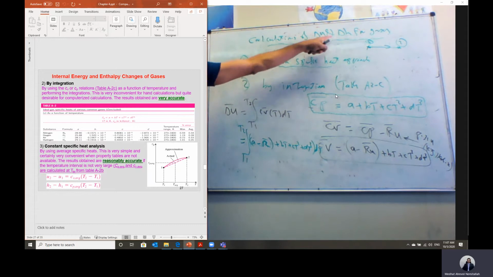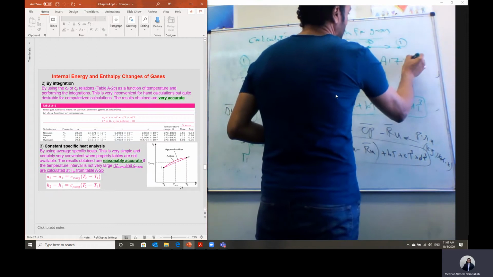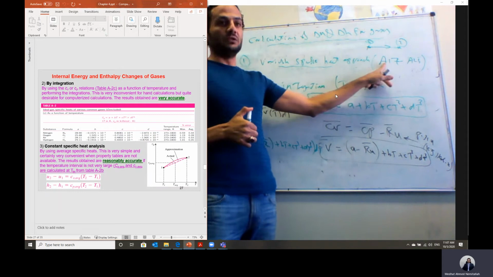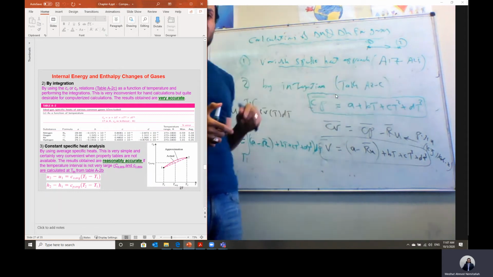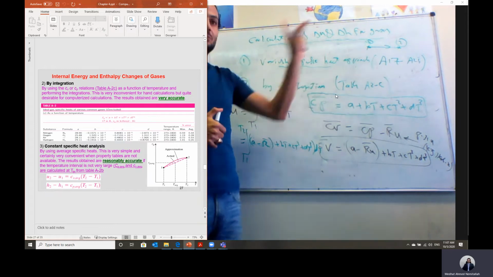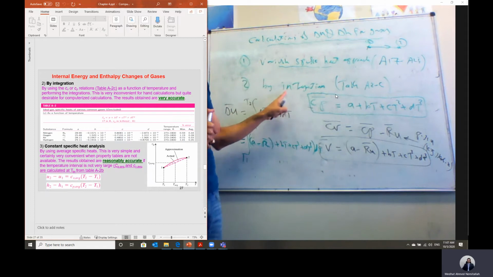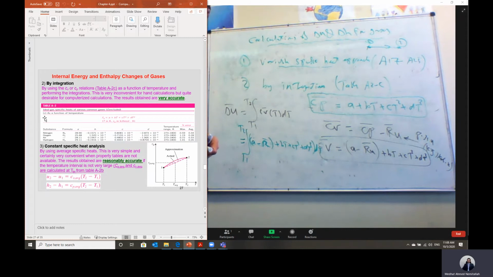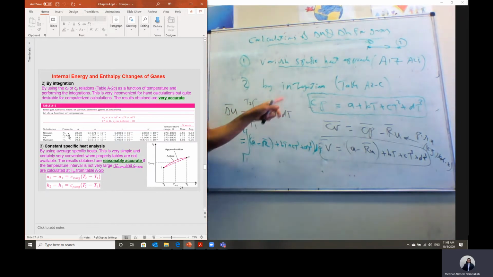So the first way to calculate delta U and delta H is using the tables from A17 to A25, depending on the working fluid. If it is air, I will be using table A17. If it is oxygen, I will be using table A19, and so on. So we have 9 tables for 9 substances. But if the gas is not listed in those tables, then in this case we can use the integration with the equation given in table A to C. Depending on the list of gases listed in this table, we can define the constants A, B, C, and D, and then do the integration to calculate delta U and delta H.